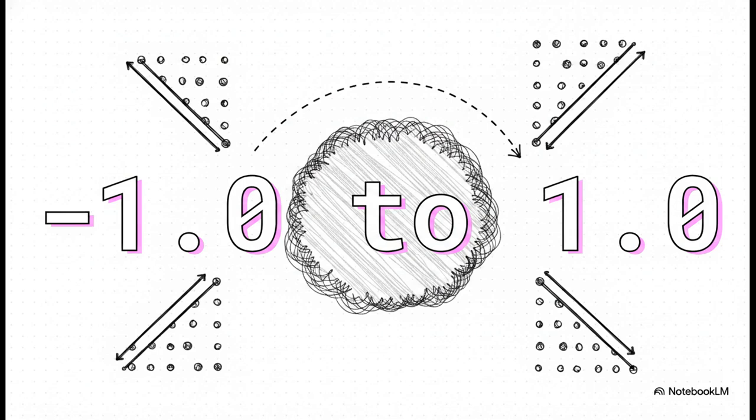A positive 1.0 is a perfect positive relationship. As one variable goes up, the other goes up in absolute lockstep. A negative 1.0, that's a perfect inverse relationship. It's a true mirror image, so as one goes up, the other goes down in exact proportion.